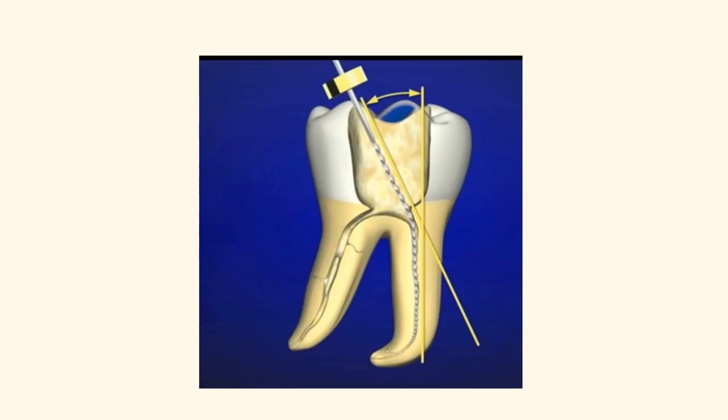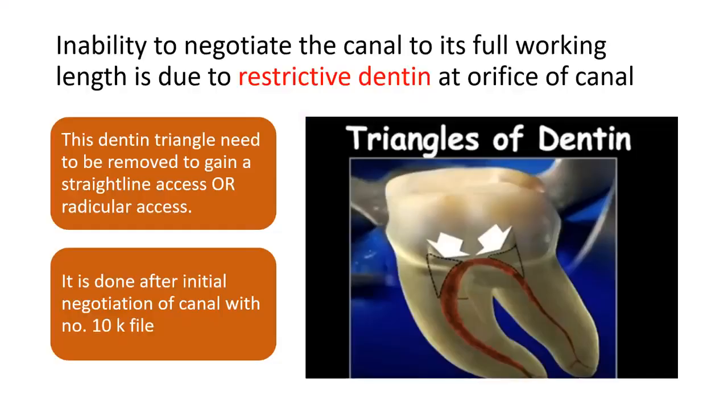Here you can see the file is getting deflected from the straight line due to the restrictive dentin at the orifice of the canal. Inability to negotiate the canal to its full working length is due to the restrictive dentin at the orifice of the canal. This is called a dentin triangle. This dentin triangle needs to be removed to gain straight line access or radicular access.